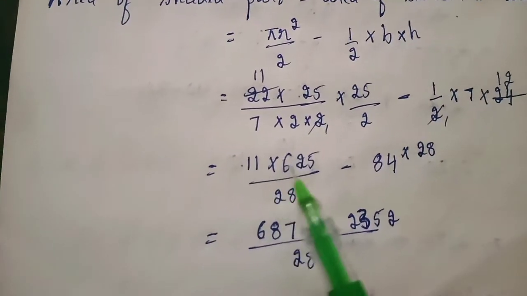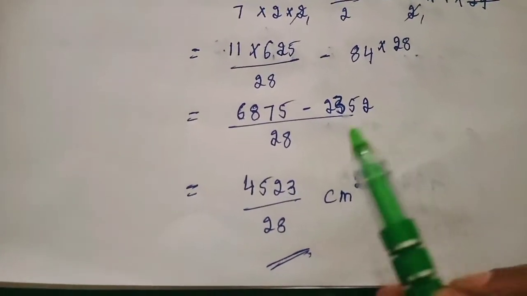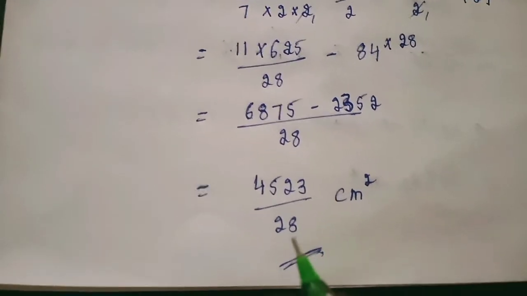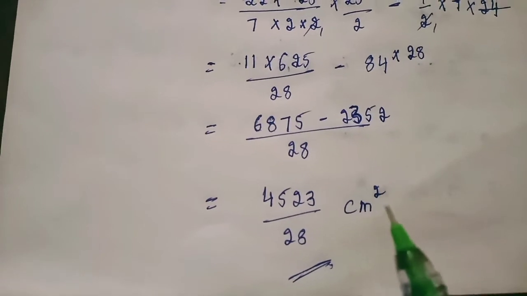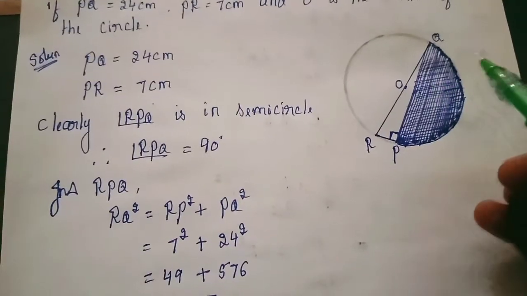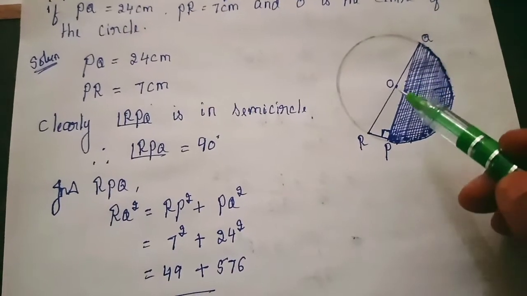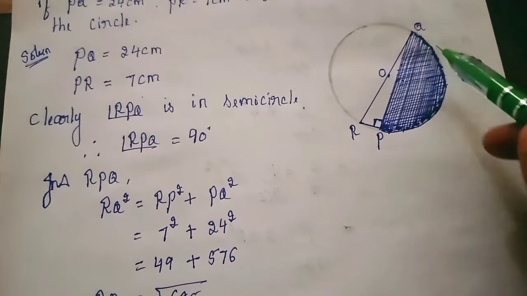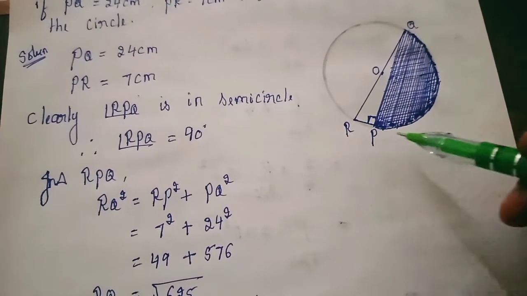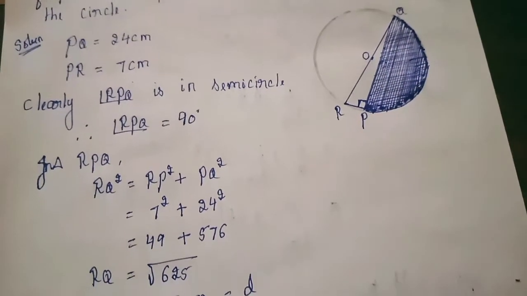We get here 11 into 625 by 28 minus 84. So take LCM here. After taking LCM and doing subtraction, we get 4523 divided by 28 centimeter square. So this is the area of the shaded part in the given diagram. Overall, you have to understand that to get the shaded part, we have to subtract. The semicircle is the bigger portion and the triangle is the smaller portion here. So area of semicircle minus area of triangle gives you the shaded part.